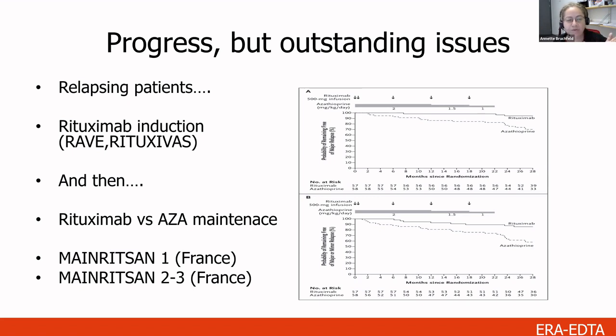But what you can say about this in general is that as long as you continue with the rituximab, the patients remain basically in remission. But as soon as you finish, they will relapse. The group that relapses will relapse.